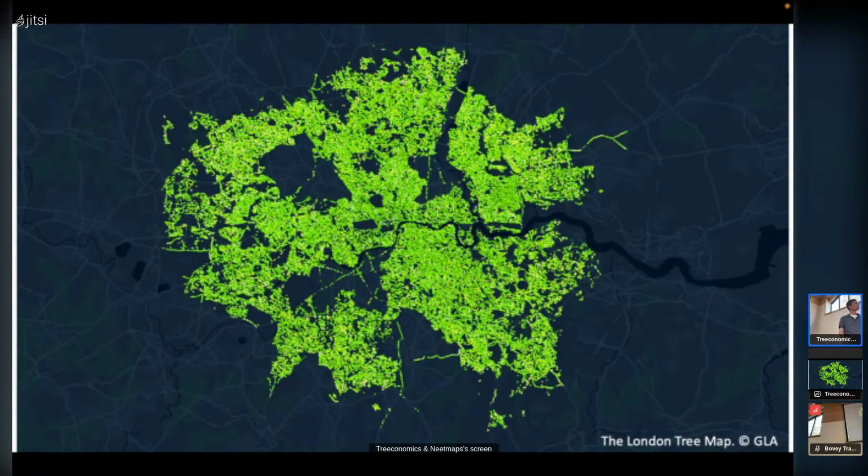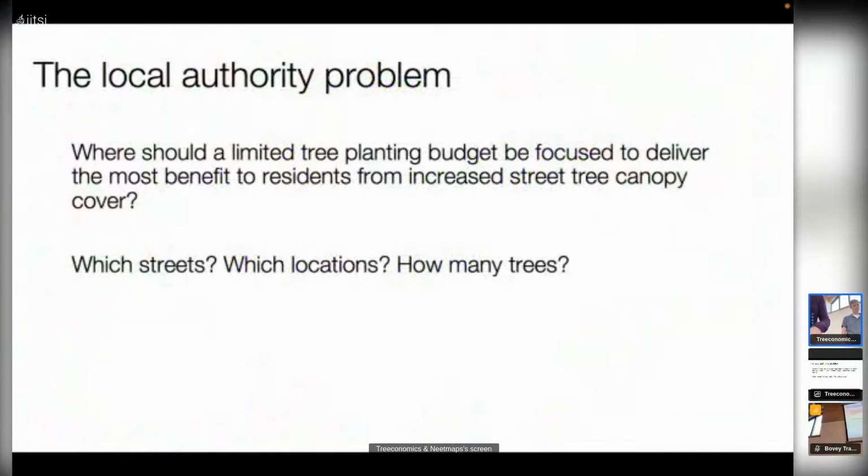Taking both the GLA and the local councils, everybody kind of wants to plant a lot of trees these days, whether it's national government initiatives or local government initiatives or local councillors. Everyone wants to put trees down. And where we get the most benefit, we've said, is where all the people are. But where the people tend to live is where there's a lot of concrete and tarmac and pavement, and it's quite difficult to stick a tree in the ground. And as you all appreciate, money tends to be quite tight for everybody. So the problem for a local authority is, where should a limited tree planting budget be focused to deliver the most benefit to residents from increased street tree canopy cover, i.e., where do we plant our trees?